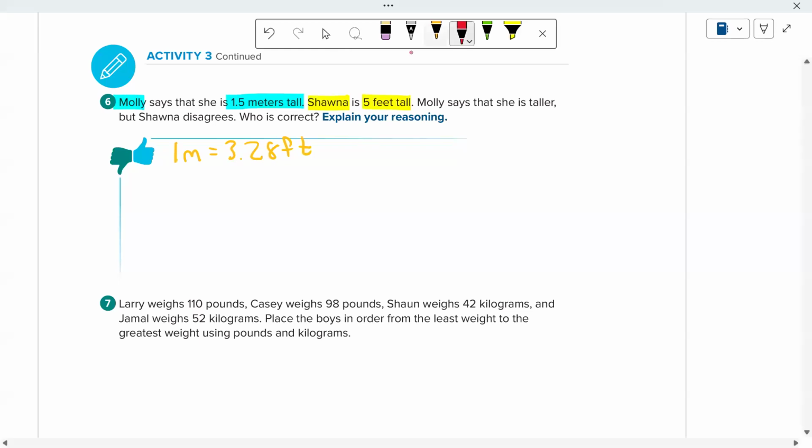So I like my stuff labeled. If you do not label, Mr. Christian will mark you off. He will not give you credit. He's a stickler for labeling. You have to be organized. 1 meter is 3.28 feet, because I need to convert these. I see a meter and I see feet. They need to be the same units.